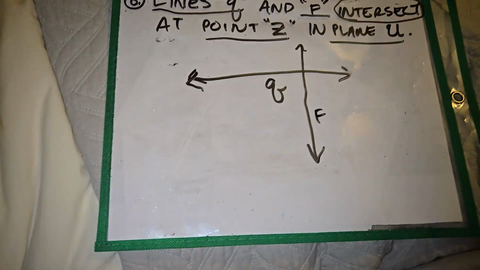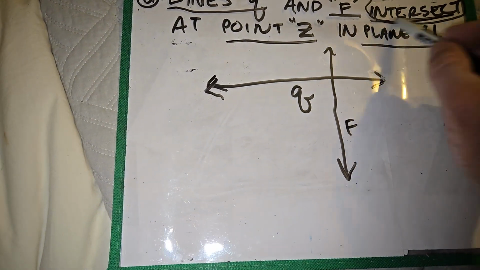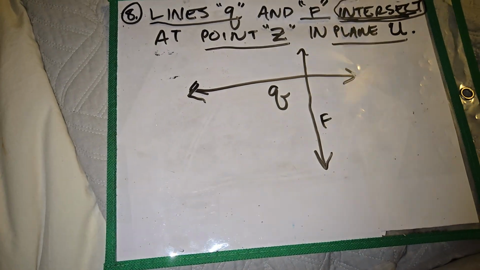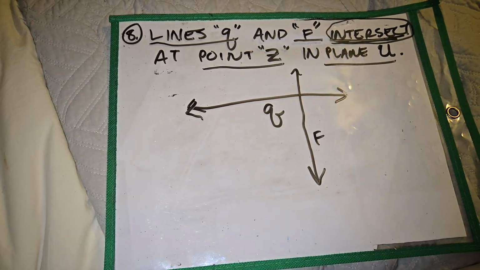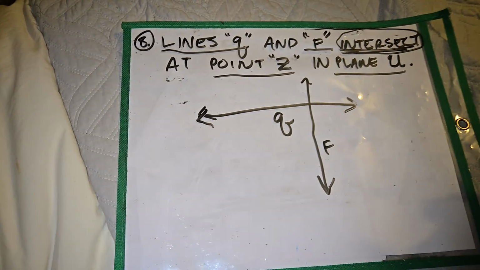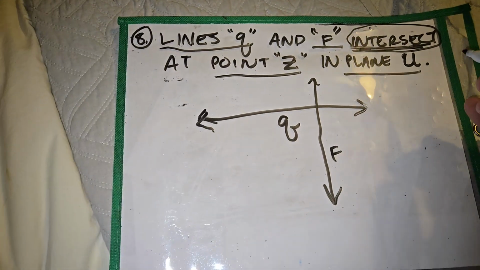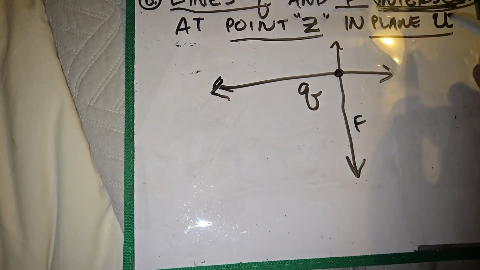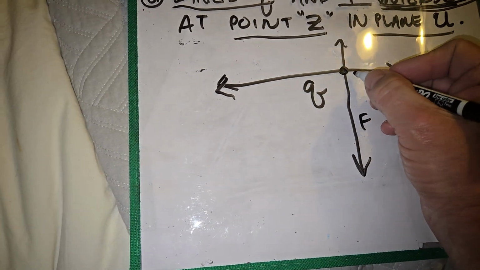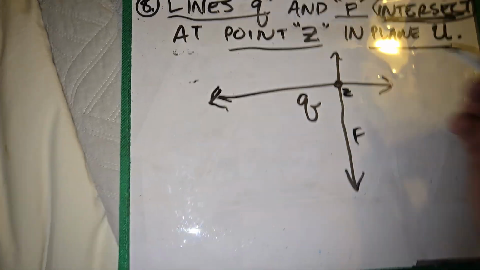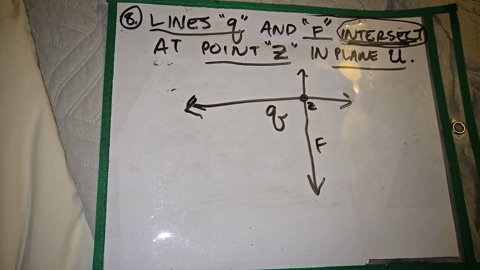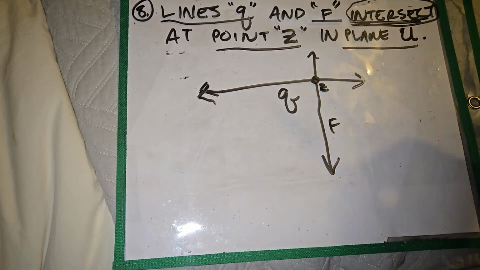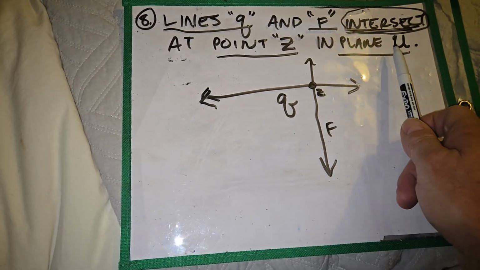See that? Now, what does it say? They intersect. That means where they cross each other. Remember, whenever we're doing parabolas, wherever they intersect the x-axis, that's where the factors are. Well, they intersect right there. And what is that point? It says at point Z. So we're going to label that point Z. See that? All right, now, all of that they just gave us was in plane U.